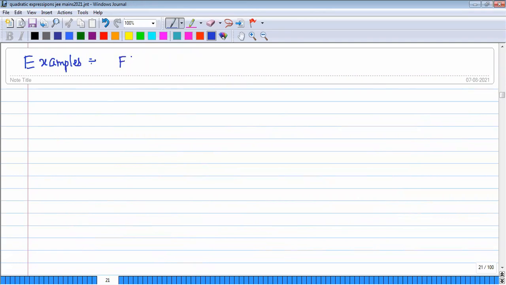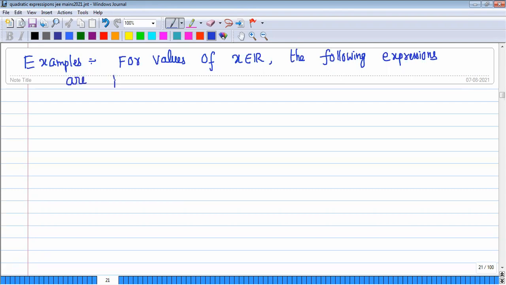For what values of x belonging to R are the following expressions positive? Positive means the following expressions are greater than 0. That means first question, x square minus 5x plus 6.